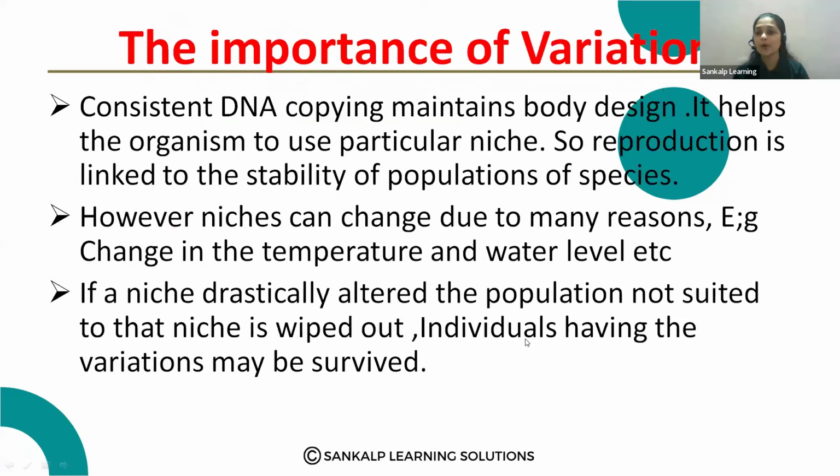Then what is the importance of variation? So what is variation? The changes that occur, that is called a variation. For example, consistent DNA copying maintains the body design. So the same DNA, an exact copy of the parental DNA, if it is transferred to the offspring, maintains the same body design. But variation is useful for the organism to use the particular niche.